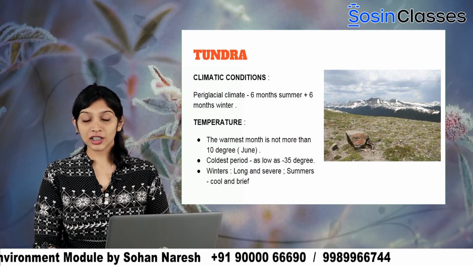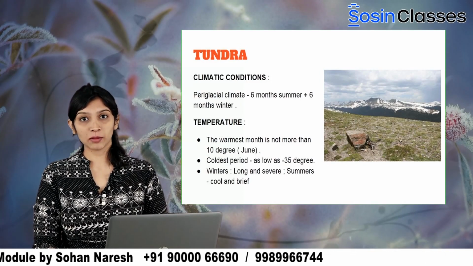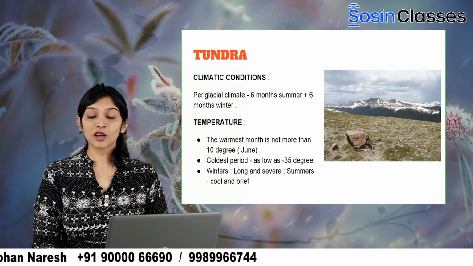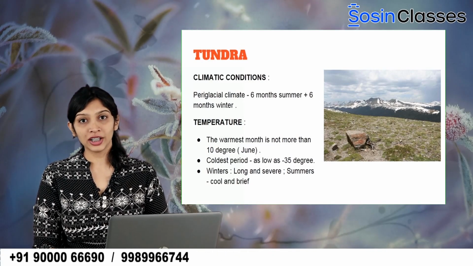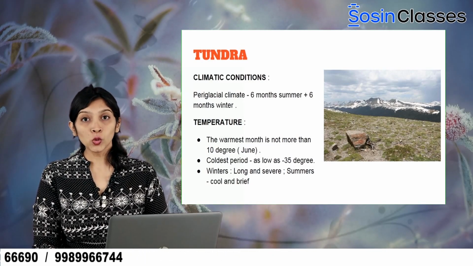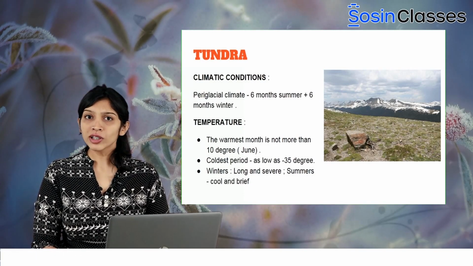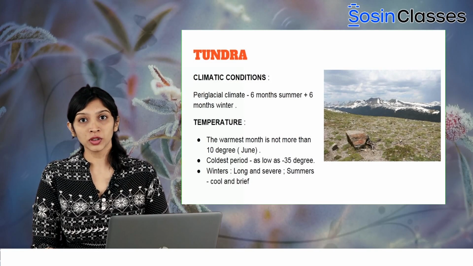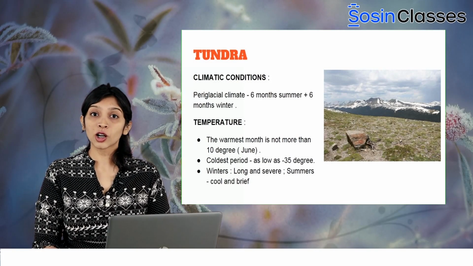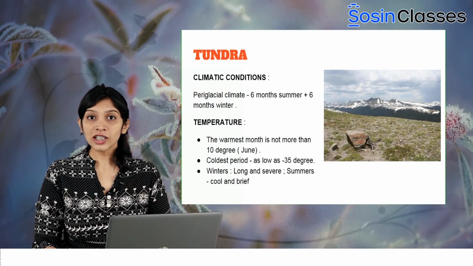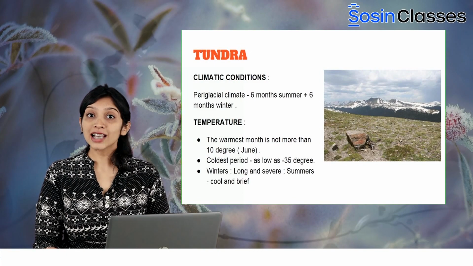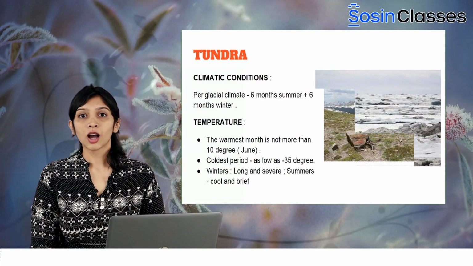The tundra region is known to have a periglacial climate, that is 6 months of summer and 6 months of winter. The summers are cool and brief, whereas the winters are long and severe. The warmest month, that is usually in the month of June, does not cross 10 degrees, whereas the coolest period would drop as low as -35 degrees.